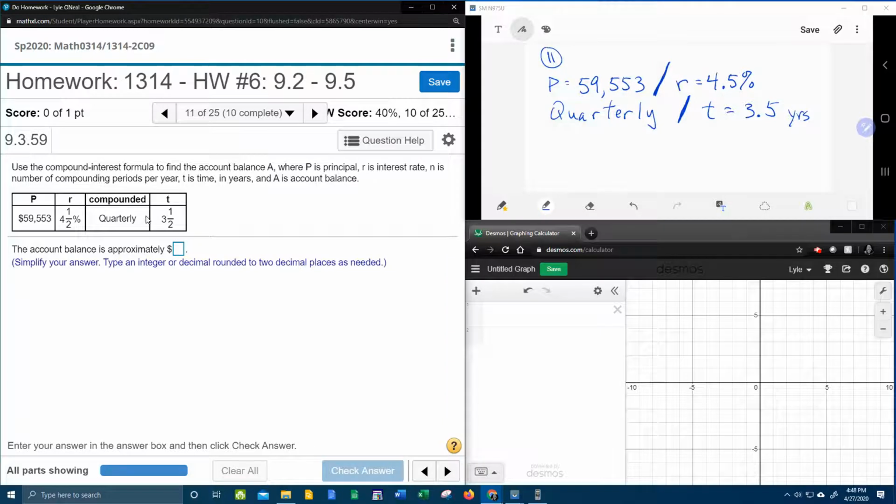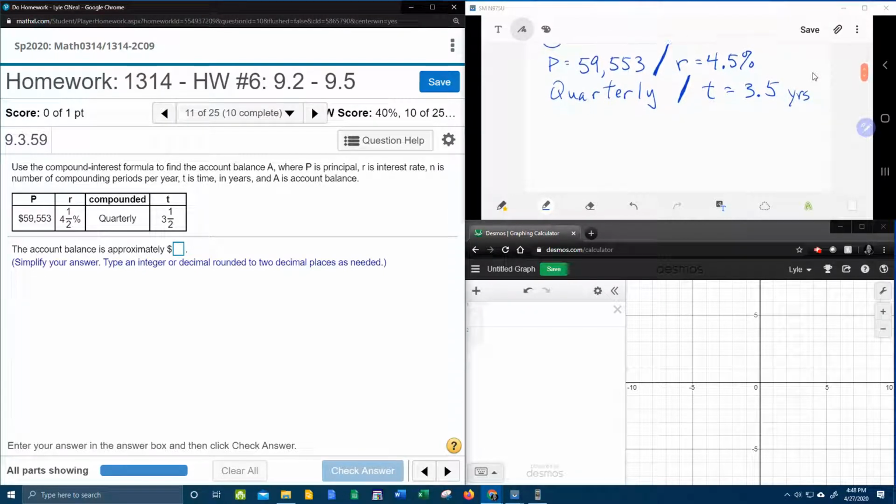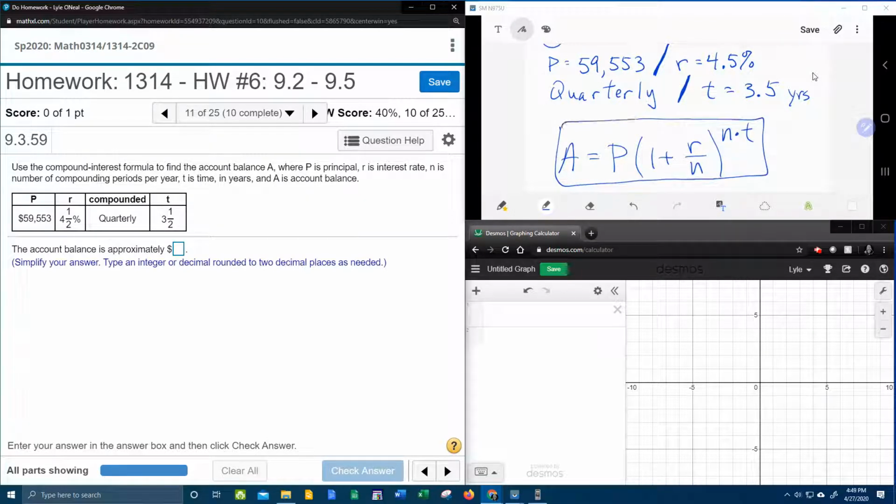And notice nowhere in this problem do they give us a formula. So you're going to have to know the formula for compound interest. I've written all of the information down up here in this window. Let's get started. So first of all, since we know this is a compound interest formula, the formula that you're going to need to know is A equals P, parentheses, 1 plus R over N, raised to the N times T. This is the compound interest formula, and you're going to have to know the values for P, R, N, and T in order to find the amount.